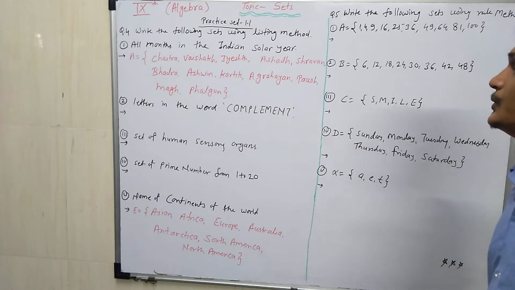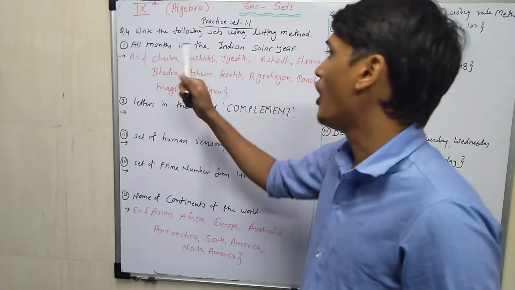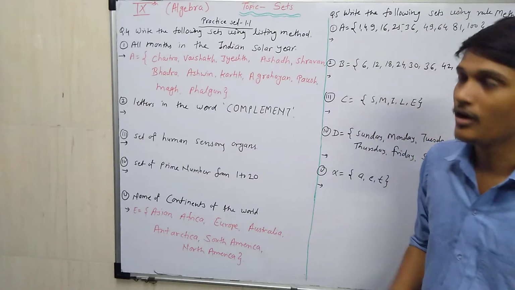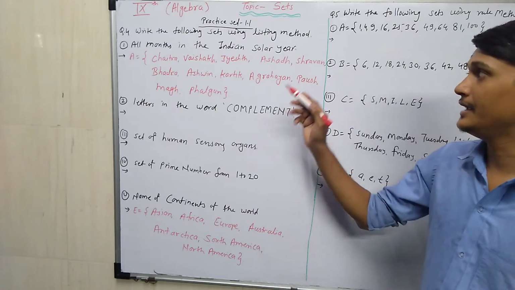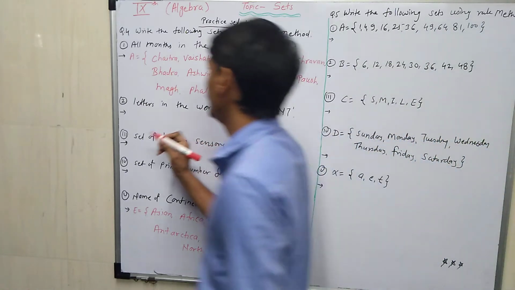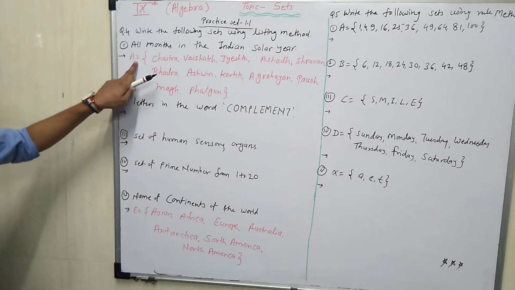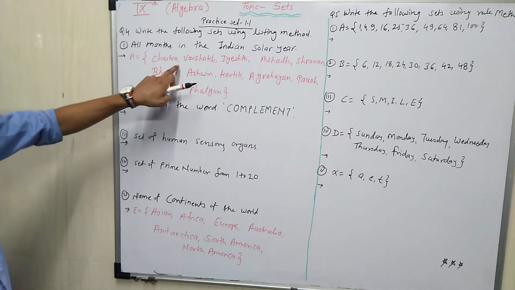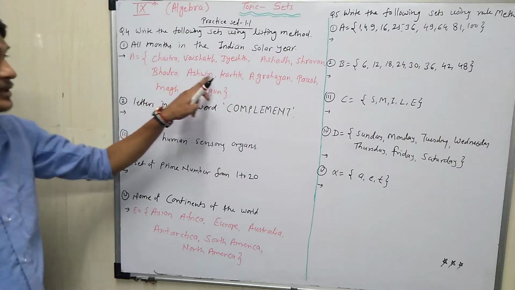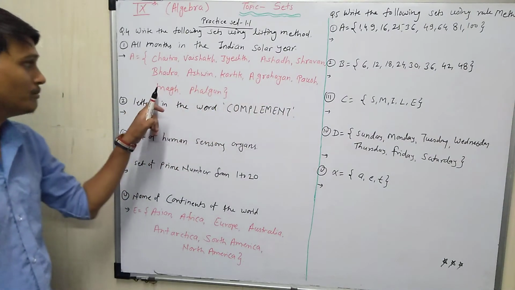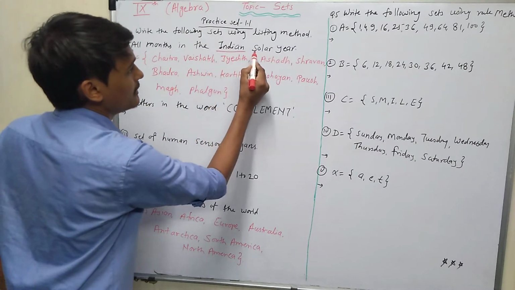write the following sets using listing method. First question is all months in the Indian solar year. You know what the solar year is? How to write it down? First write here, listing method. A is equal to {Chaitra, Vaishakh, Jyeshtha, Ashadh, Shravan, Bhadra, Ashwin, Kartik, Agrahayan, Paush, Magh, Falgun}. Got it? This is the Indian solar year.